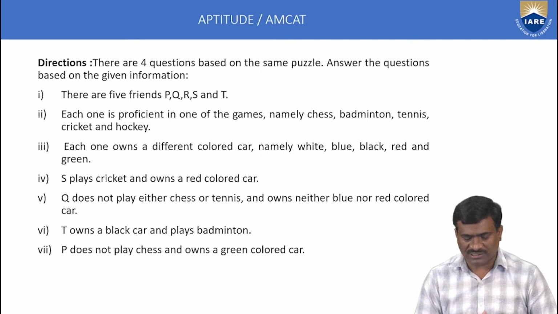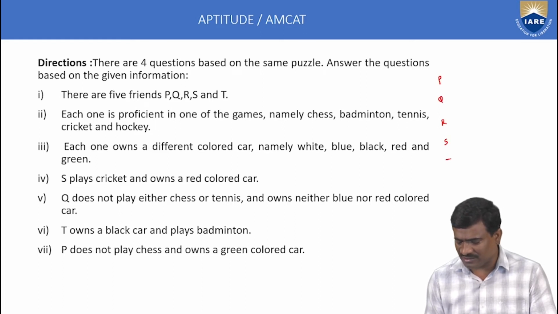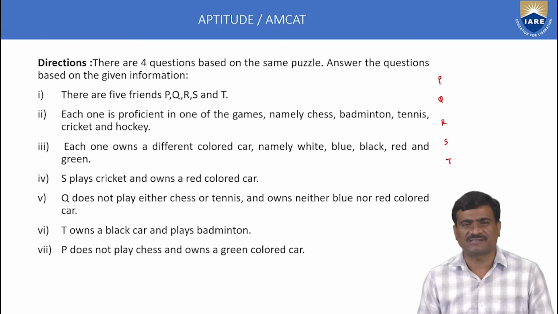There are 4 questions based on the same puzzle. Answer the questions based on the given information. Statement number 1: there are 5 friends P, Q, R, S, T. Write them in sequence order. This belongs to the puzzle test.